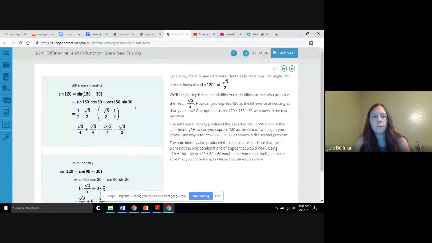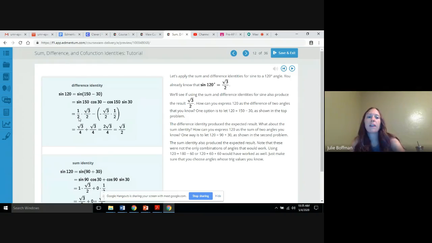So that's what they do here. And then you just use your unit circle to evaluate this. So sine of 150 degrees would be the y value at 150, which is 1/2. Cosine of 30 is the x value at 30 degrees, which would be square root of 3 over 2, minus, and then cosine of 150 would be negative square root of 3 over 2, and sine of 30 would be 1/2. So you can go look at your unit circle and make sure that that makes sense to you.